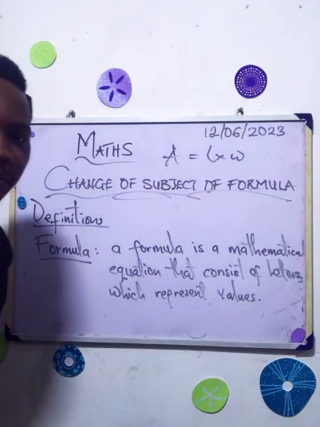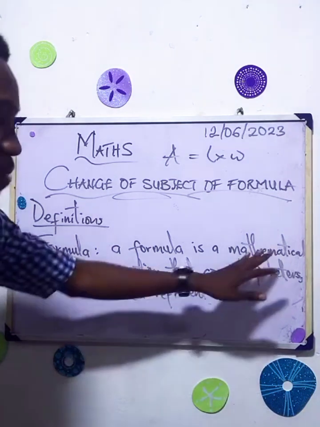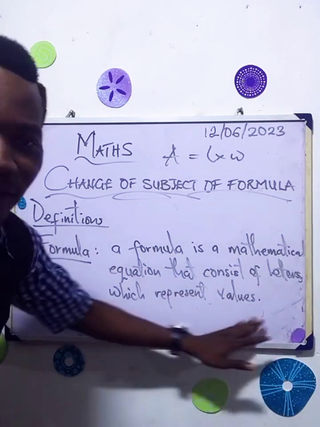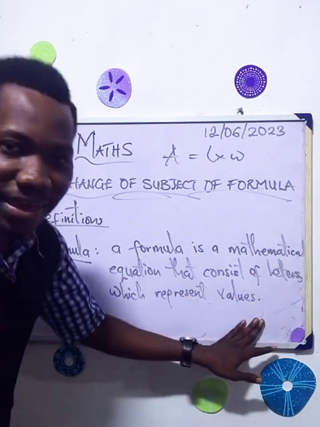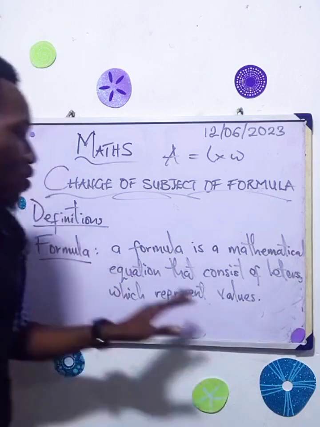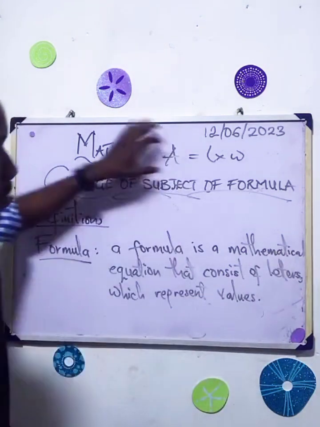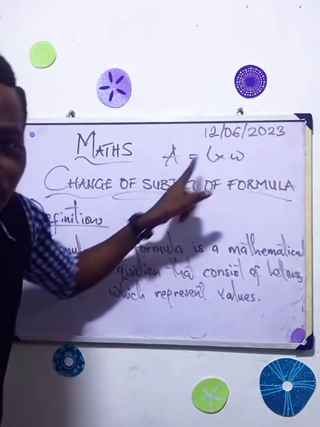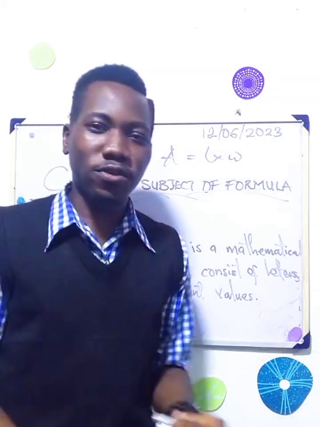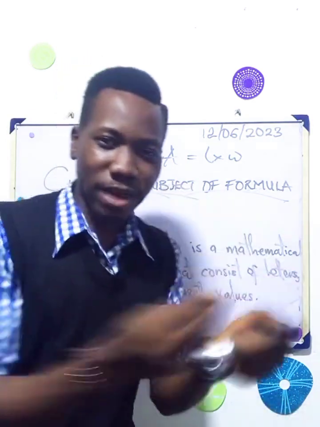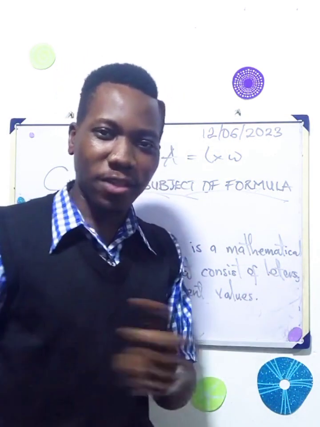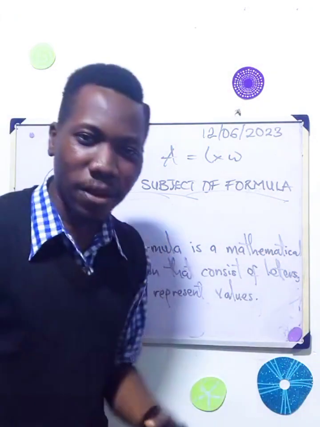It's okay now. So a formula is a mathematical equation that consists of letters which represent values. Okay, so it's a mathematical equation, just like this. This is an equation, and it consists of letters. And each formula is basically a guide that shows you the way to solve a particular math problem. All right. So we have different formulas.